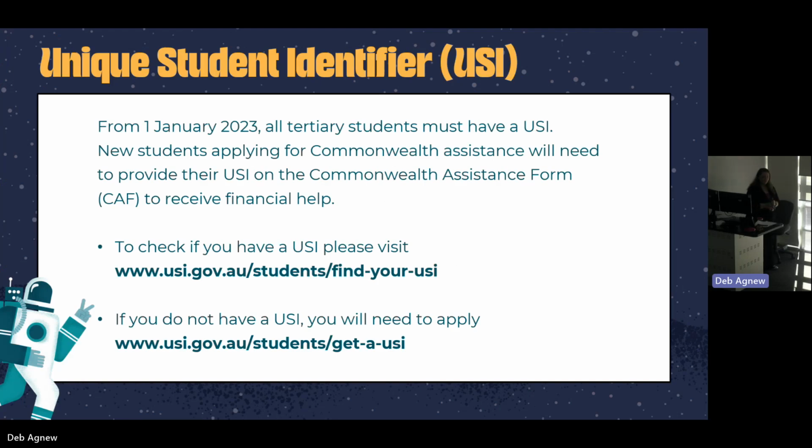One of the things that you do need this year, hopefully you've got this one organised, but you do need a unique student identifier. If you don't have one, it can affect your enrolment. So this link here is really important for you to be able to either check if you've got one or apply if you haven't got one already. So that will be available on the website for you later.